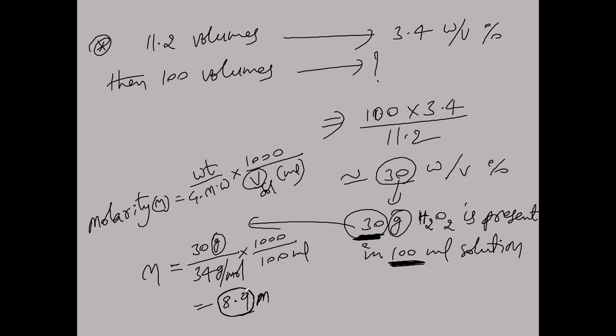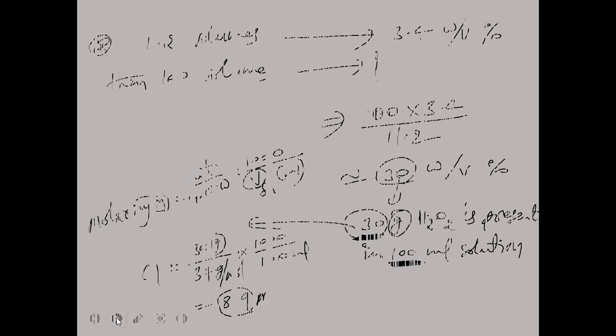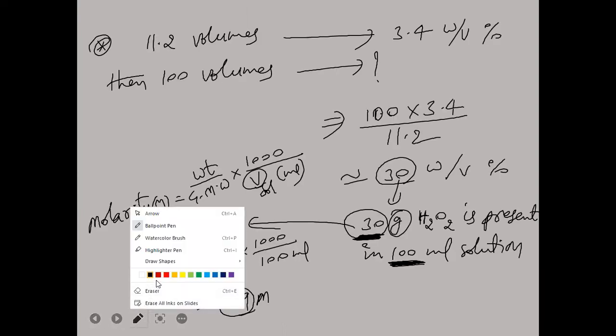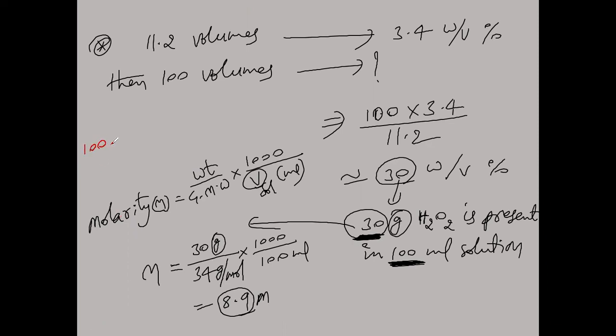Okay, so it is about weight by volume percentage, molarity and normality calculation from the volume strength of H2O2. And also remember this: 100 volumes of H2O2 is called perhydrol. What is the name of that? Perhydrol. Remember that. 100 volumes of H2O2 is known as perhydrol.